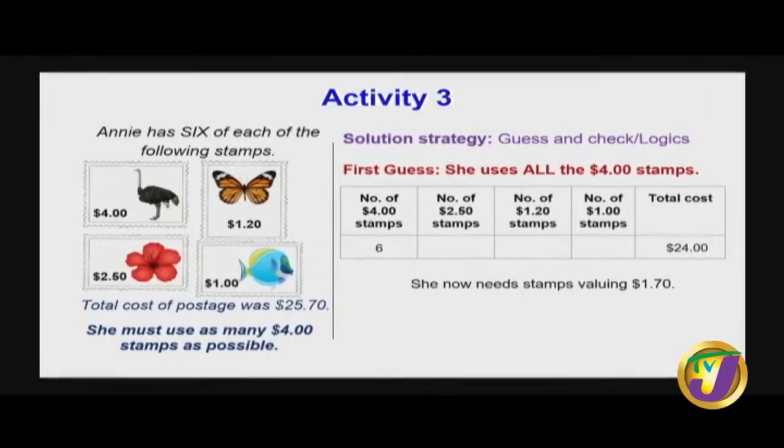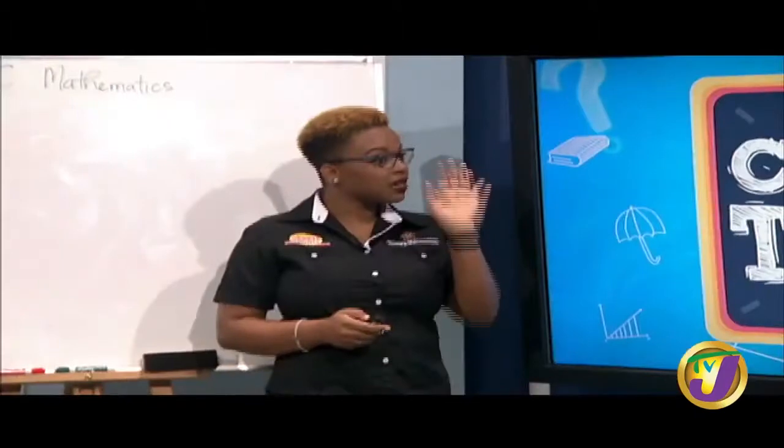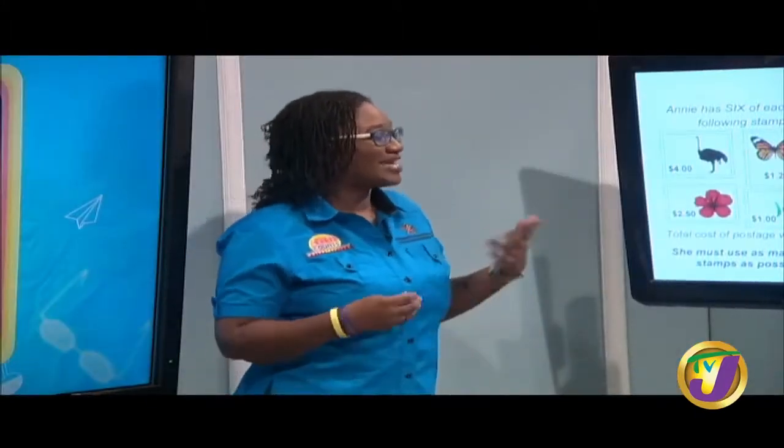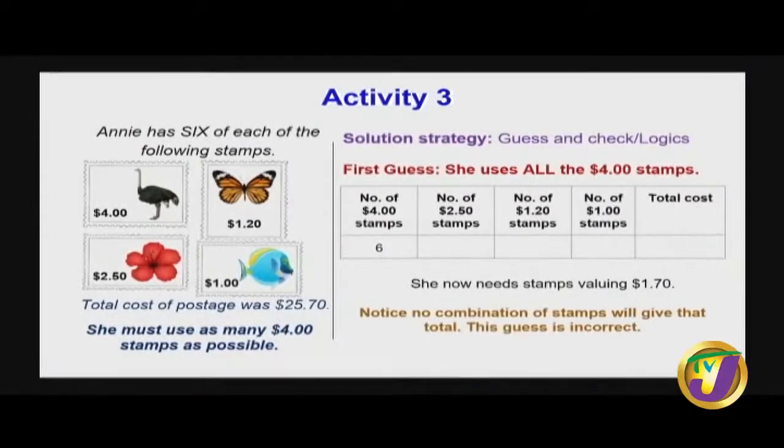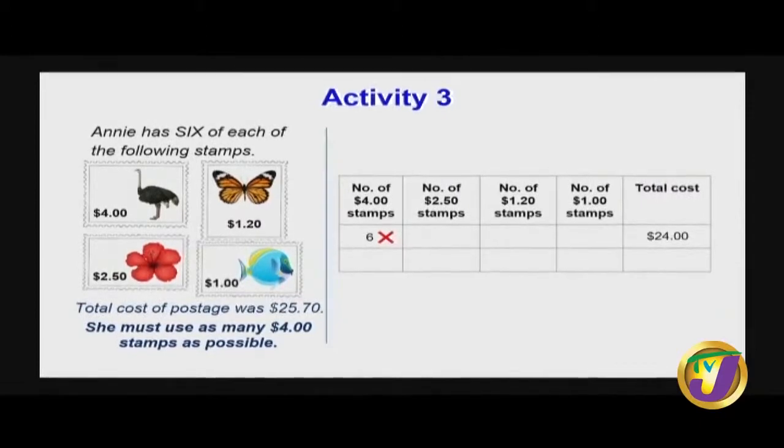I also want to note that we're using a table, so we're actually using 3 strategies in one. We can see that no combination of stamps gives us the $1.70 total we would have needed if she used all 6 of her $4 stamps. So this guess isn't right. Let's move to another one. Because it says as many $4 stamps as possible, if 6 doesn't work, the next best guess is 5.